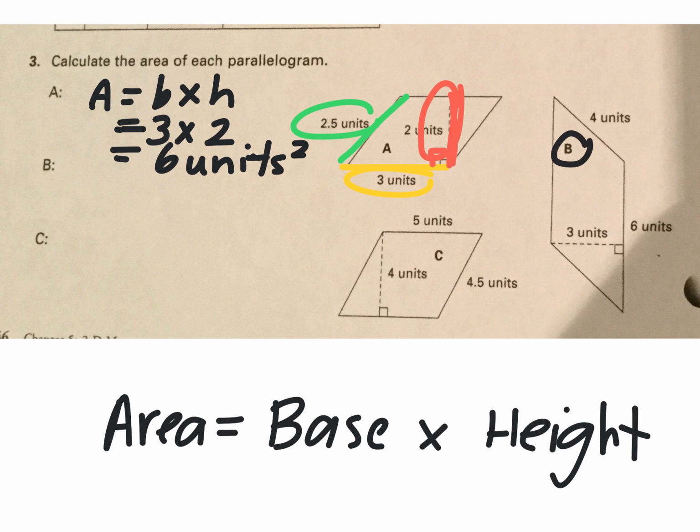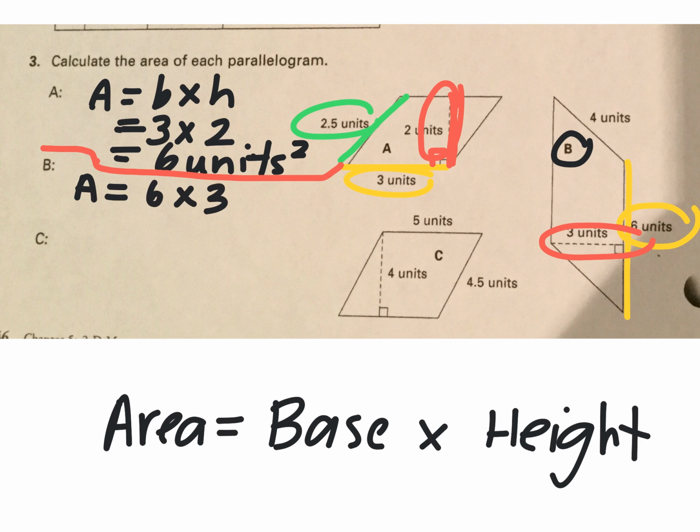The next one is B. The second one, what's the base? Good, the base is 6 units. And what's the height? So this is the base, and which one is the height? 3, excellent. Okay, so you're going to do base times height, 6 times 3. Area equals 6 times 3, which is equal to what? 18 units squared. Good, excellent.